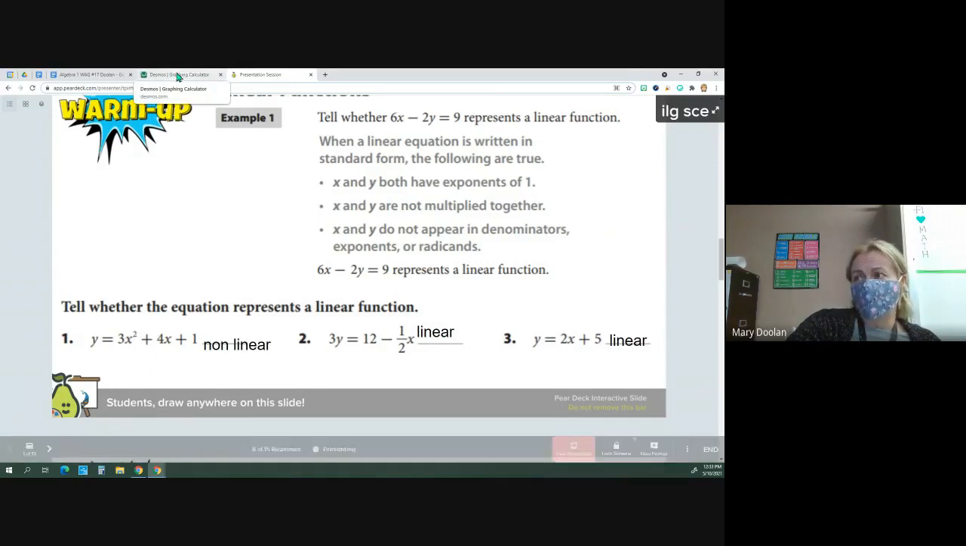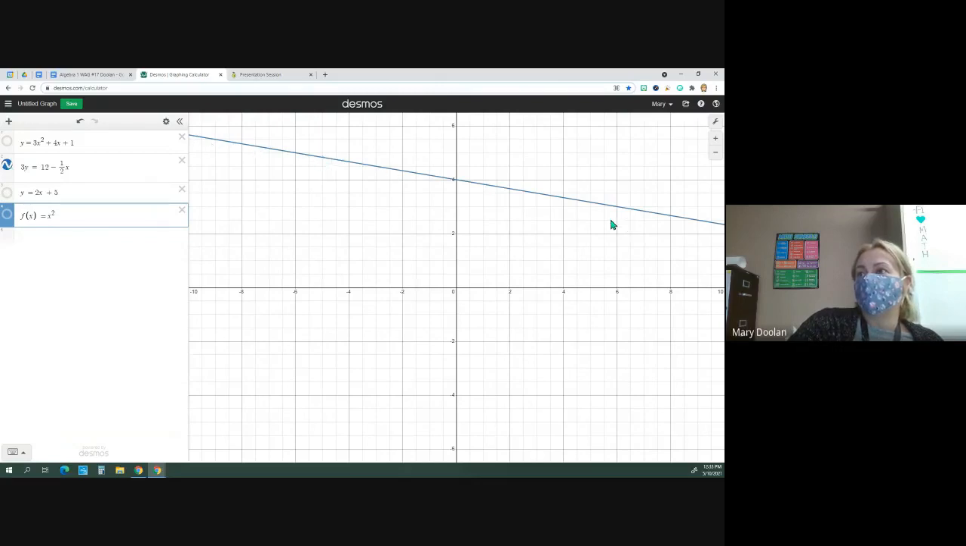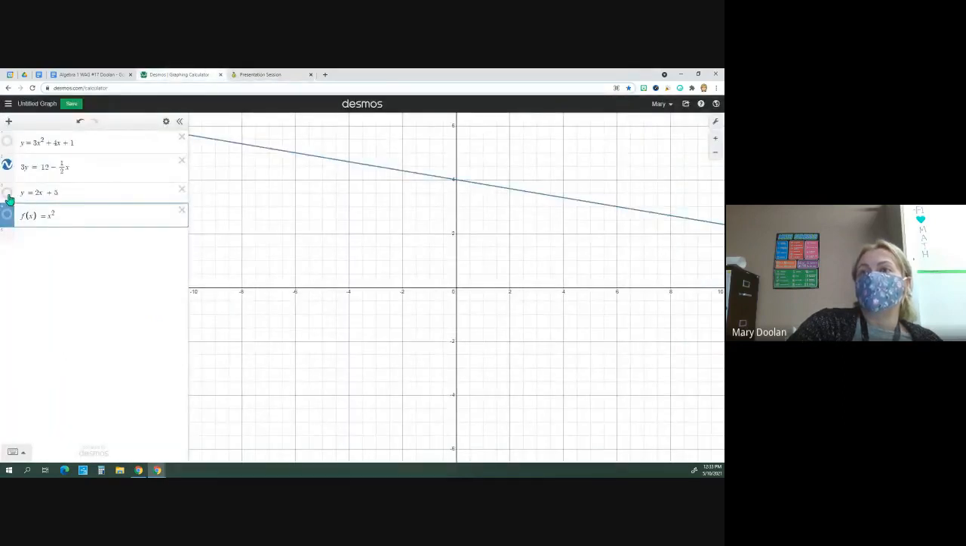So if you come back to the Google Meet tab, 3y equals 12 minus 1/2 x is this graph right here. This is a straight line. The other one, y equals 2x plus 5, this is actually in slope-intercept form. Y equals 2 is the slope times x plus 5 is the y-intercept. That is also a straight line. This is a form that you use when you want to graph something, because the 5 tells us where it crosses the y-axis, and 2 tells us how steep the line is and what direction the slope goes.